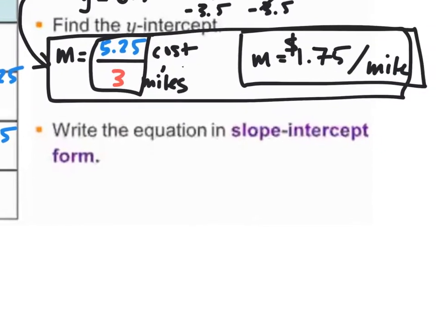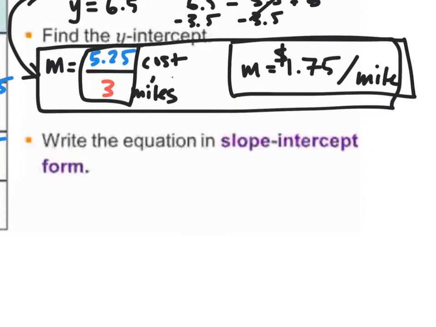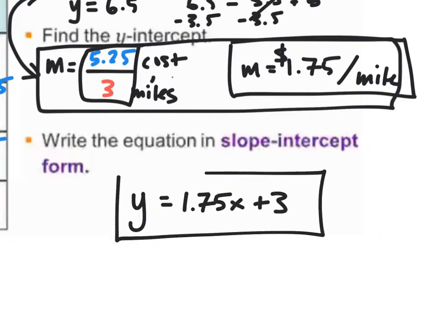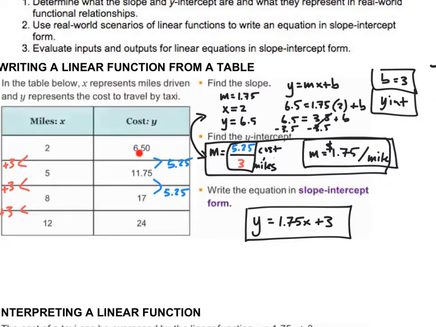And so we want to write our equation in slope-intercept form. So what I would write is this. y is equal to 1.75x and then plus 3. So this equation represents the situation here.